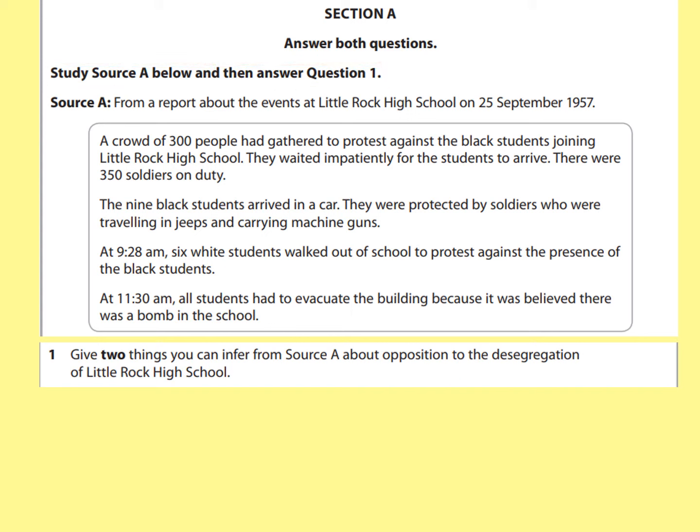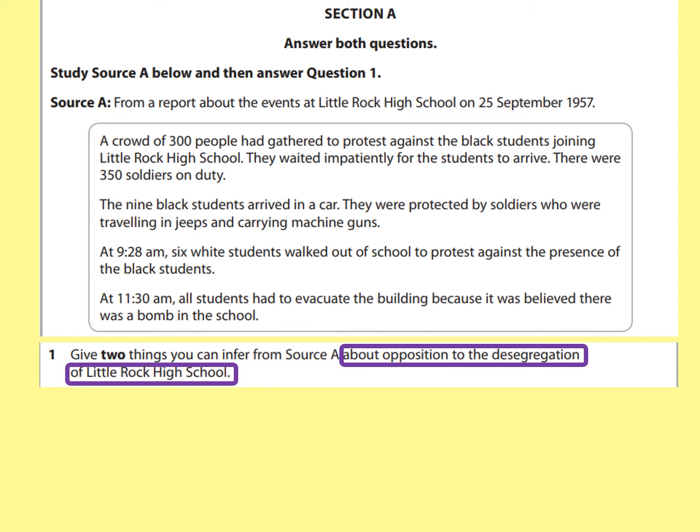The next thing to have a look at is the issue raised within the question, so let's take a look at that now. Give 2 things that you can infer from Source A about opposition to the desegregation of Little Rock High School. The key issue that's being raised here is opposition to desegregation at Little Rock High School. Inferences need to go beyond the blindingly obvious of what's in the question. That's what it means to infer. But your inference should be relevant to and related to opposition to the desegregation of Little Rock High School. Otherwise, you won't pick up the marks.